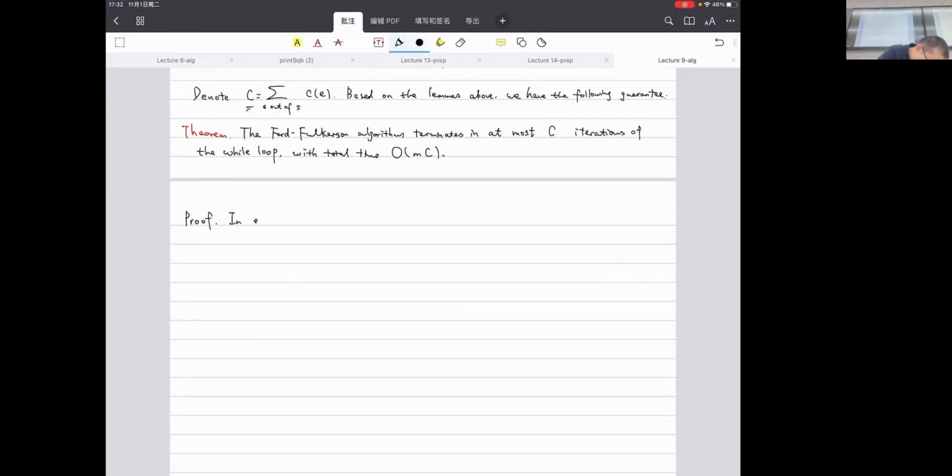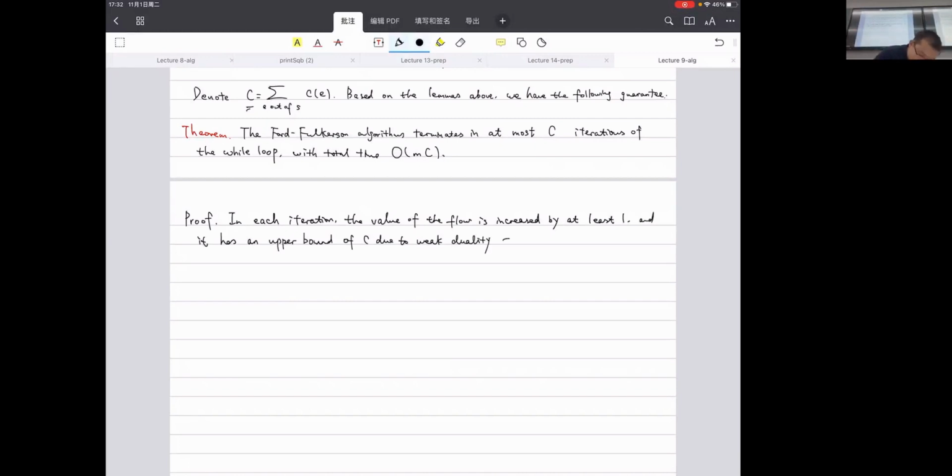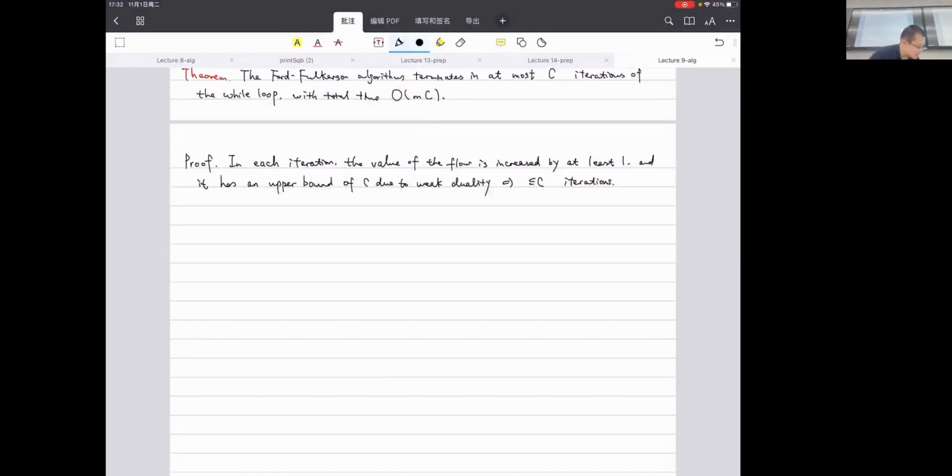So basically, as we just said, in each iteration, the value of the flow is increased by at least 1. And it has an upper bound of C due to weak duality. This just implies that the number of iterations is at most C here. So this is a very quick argument that we can very easily see by the discussions here. So I think now we just basically need to analyze the time complexity.